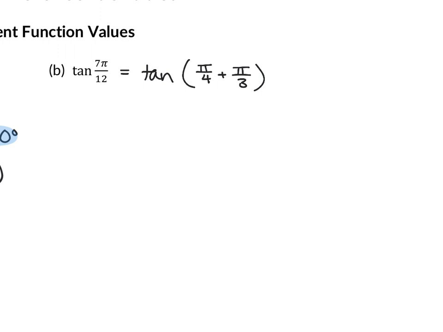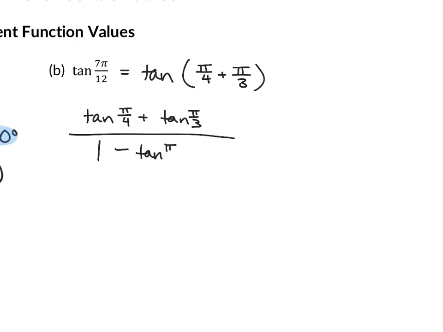Now, when we use tangent, we're going to be careful because we're dealing with fractions. When we expand this, it is the tangent of pi over 4 plus the tangent of pi over 3, all divided by 1 minus the tangent of pi over 4 times the tangent of pi over 3. So a couple things to notice. Here's our first angle, first angle, second angle, second angle.